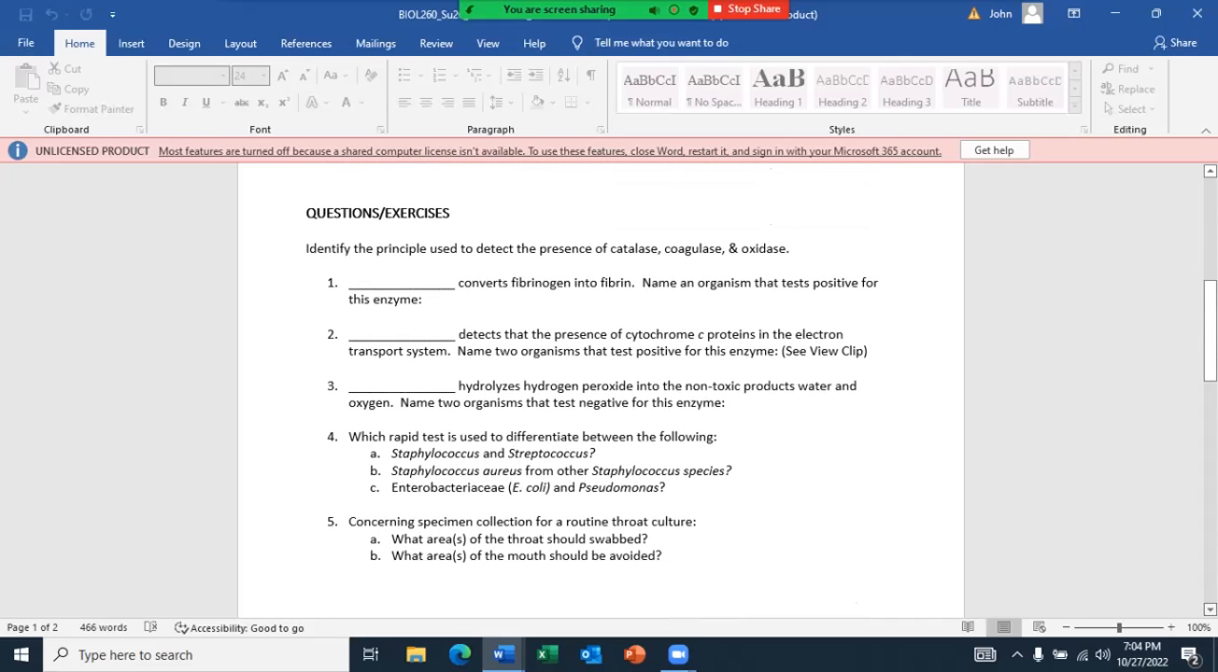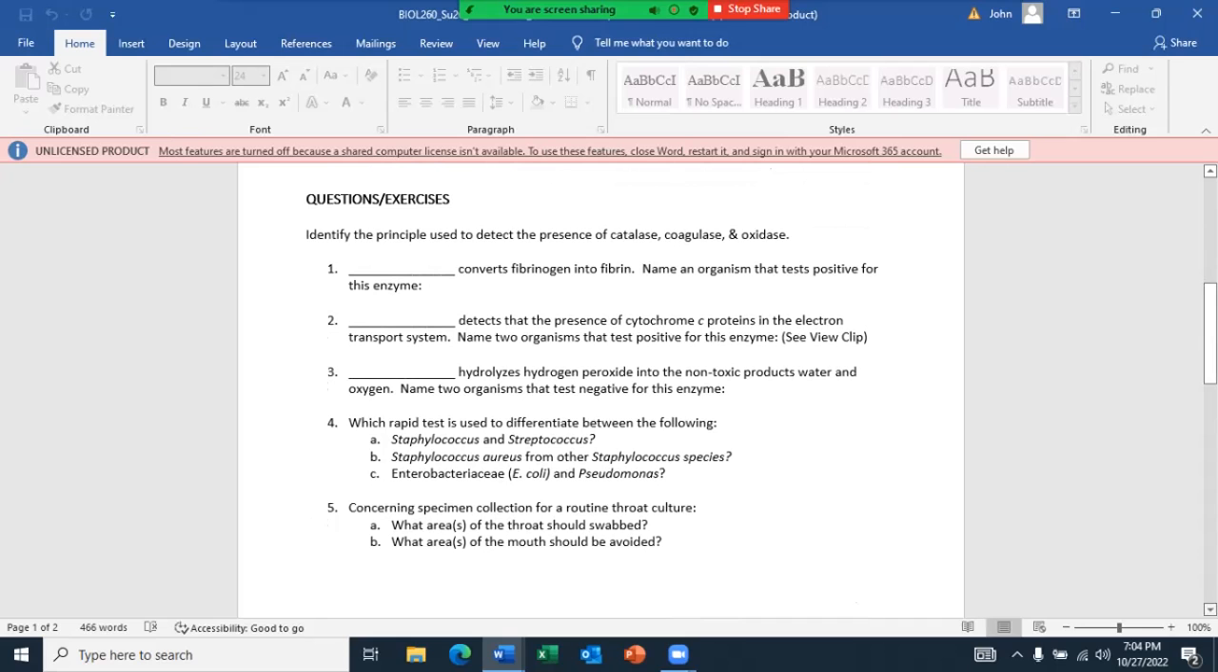So identify the principle used to detect the presence of catalase, coagulase, and oxidase. What converts fibrinogen into fibrin? Name an organism that tests positive for this enzyme. And so there'll be a 1A and a 1B.